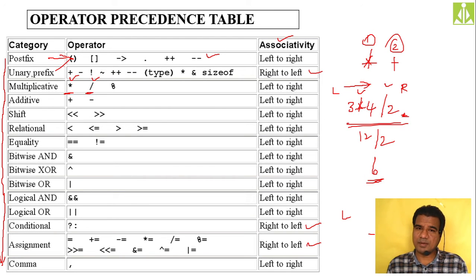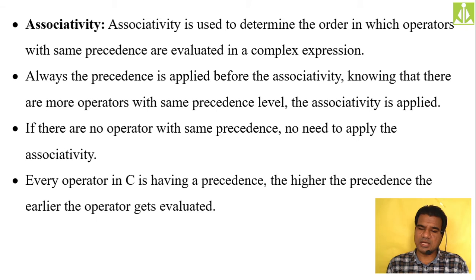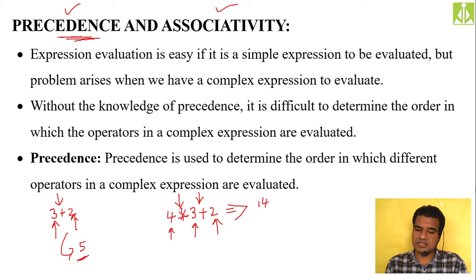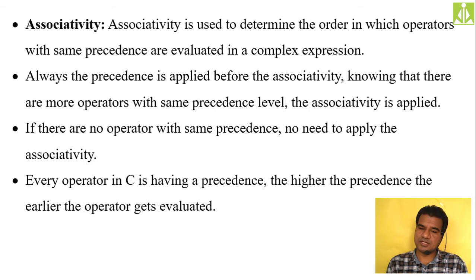Associativity has to be applied only after the application of the precedence rule. First apply the precedence rule, and if there is also a conflict inside the precedence rule, then go for the associativity rule. The concept is very simple. We will solve a few expressions so that you will get clarity on operator precedence and operator associativity.